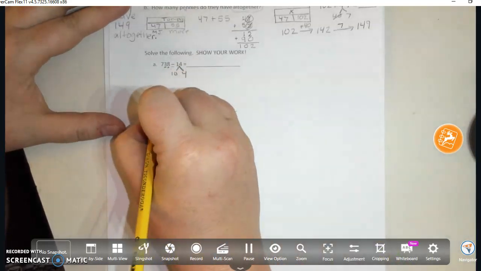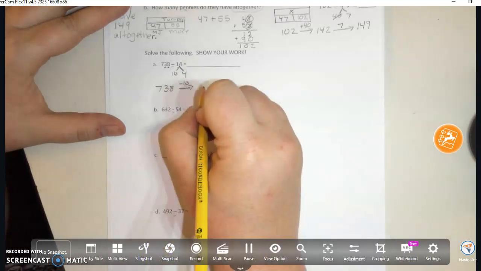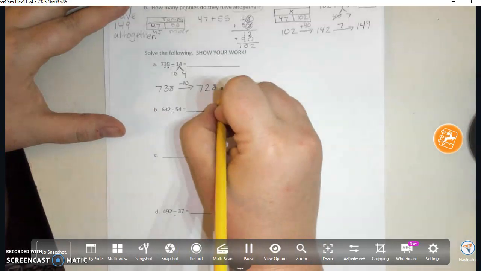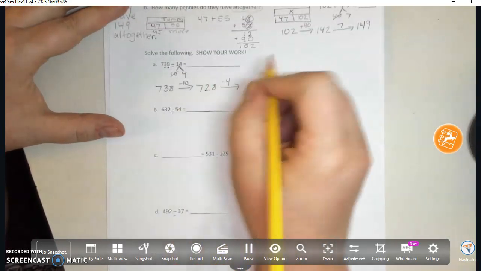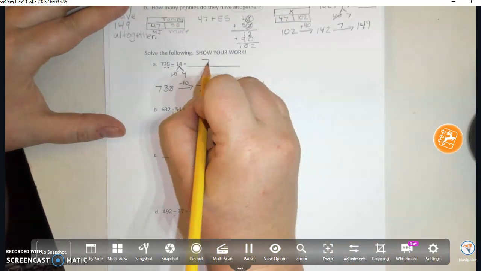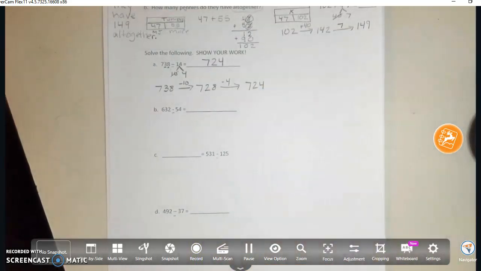I'm going to start at 738, and I'm going to subtract 10. That is 728. And then I'm going to subtract 4. And that's 724. Yay! That was nice and short. I like nice and short. 724.